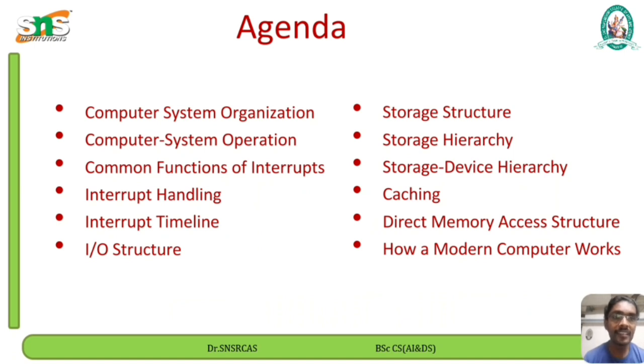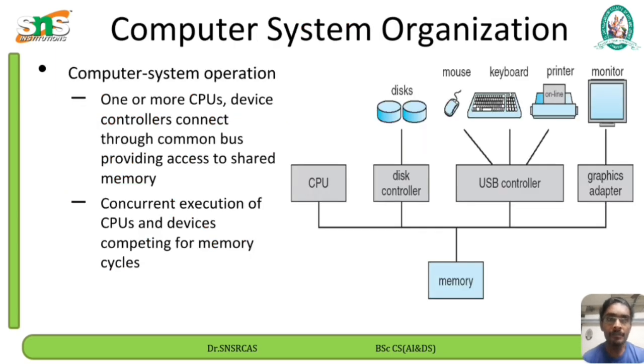So today's agenda for the discussion is: what computer system organization actually is, and what is the difference between computer system organization as well as computer system operations; what are the common functions of interrupts and how interrupts can be handled, and how the interrupt timeline works inside the operating system; the input output structure, storage hierarchy, and what the storage device hierarchies are, how they differ from storage structure, and what caching and direct memory access structure are; and how a modern computer works.